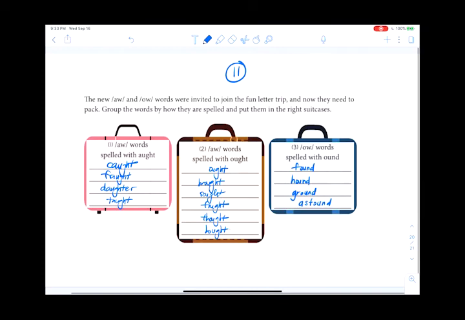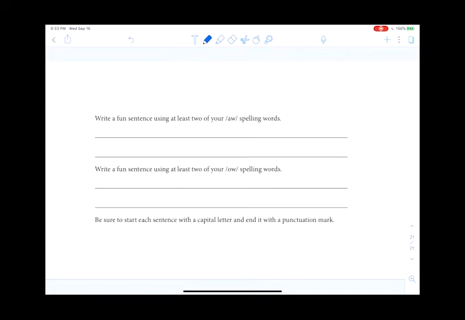Now, write a fun sentence using at least two of your ah spelling words. For example, I bought her a yo-yo, and I taught her how to use it.